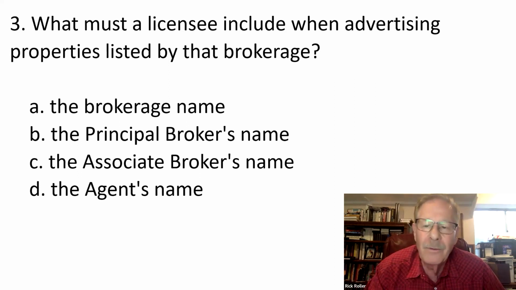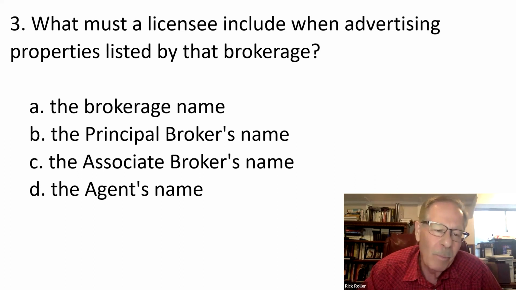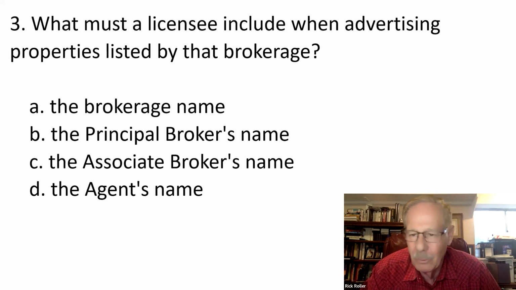Now, your name is probably on that sign because you want the calls. You want them to call you and say, oh, I love the little house. We even peeked in the window. It looks wonderful. We love the area. We drove all around. We're not working with an agent. Can you come show it to us? So yeah, I'm already on my way. Okay. So your name will probably be there. But that's not what the question says. It says, what must a licensee include when advertising? What must?